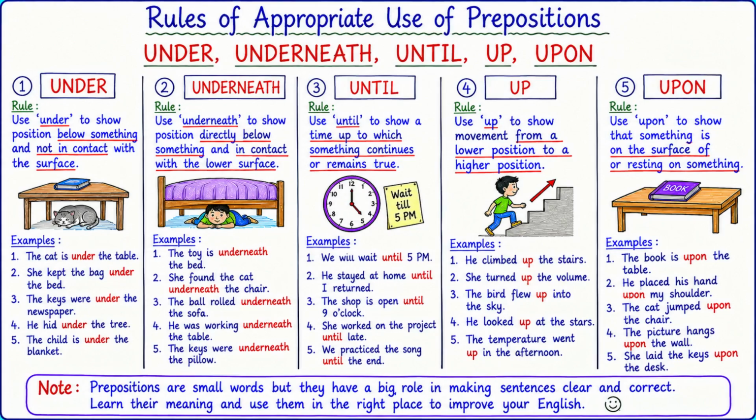Up, towards a higher position. Upon, on or onto. Remember, prepositions are small words, but they have a big role in making our English clear, natural and correct. Don't just memorize the rules. Try to create your own sentences using each preposition. For example, make one sentence with under, one with underneath, one with until, one with up, and one with upon. The more you practice, the more naturally you will use them.